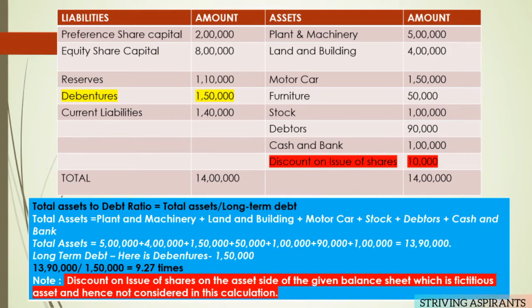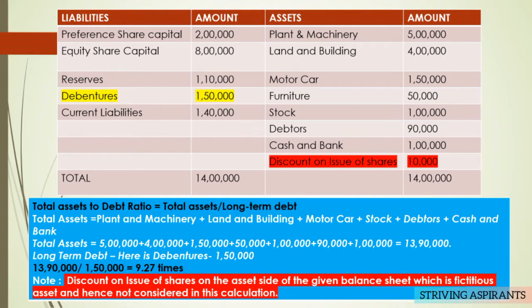First we calculate total assets. We will check the asset side: plant and machinery, land and building, motor car, stock, debtors, cash and bank. These items we will take, and we will take the amounts also, which is 5 lakh plus 4 lakh plus 1,50,000 plus 50,000 plus 1 lakh plus 90,000 plus 1 lakh, which will give 13 lakh 90,000. That is the total assets. We can see discount on issue of shares 10,000 in the asset side. That one we will not take into consideration while calculating total assets.